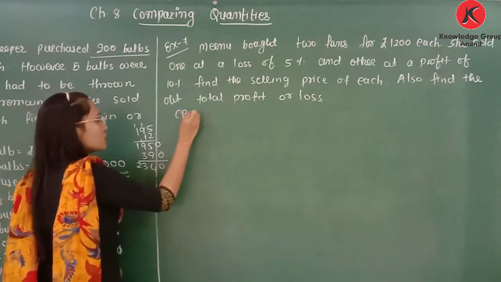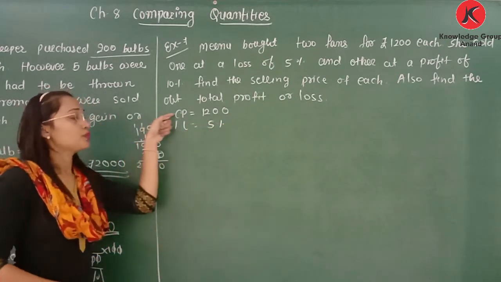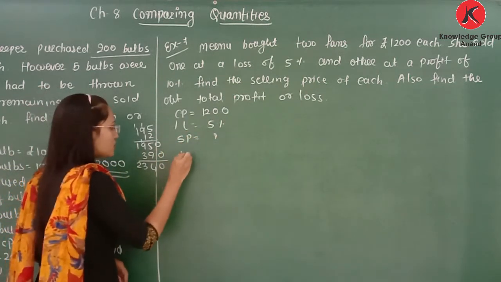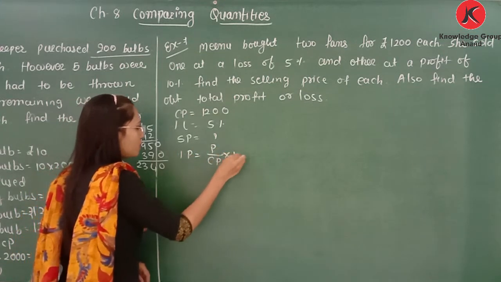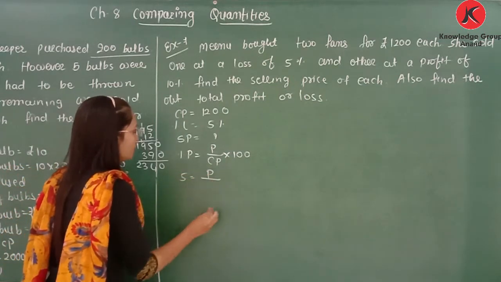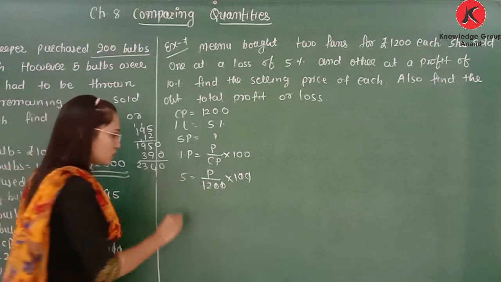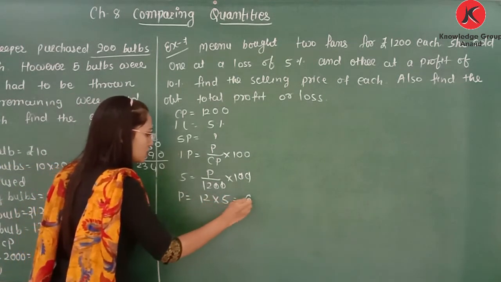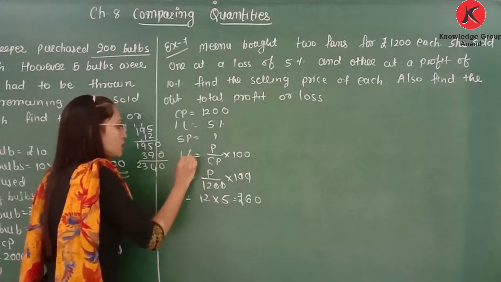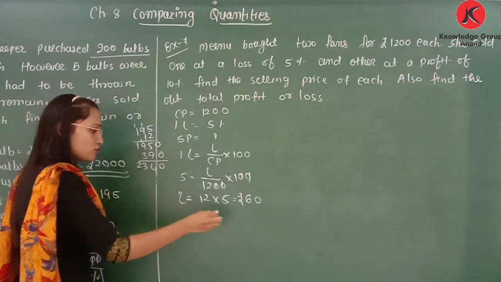So we can write for the first fan, CP is 1200 and percentage loss is 5%, and we need to find the selling price. So here we can write percentage loss is equal to loss divided by CP into 100. Why? Because CP is directly given, so we can write the equation. So 5 is equal to L divided by 1200 multiplied by 100. The zeros will be cancelled. 12 will be in a multiplication, so L is 60 rupees. It is 60 rupees loss. It is not the equation for a profit, you need to write the equation for a loss.